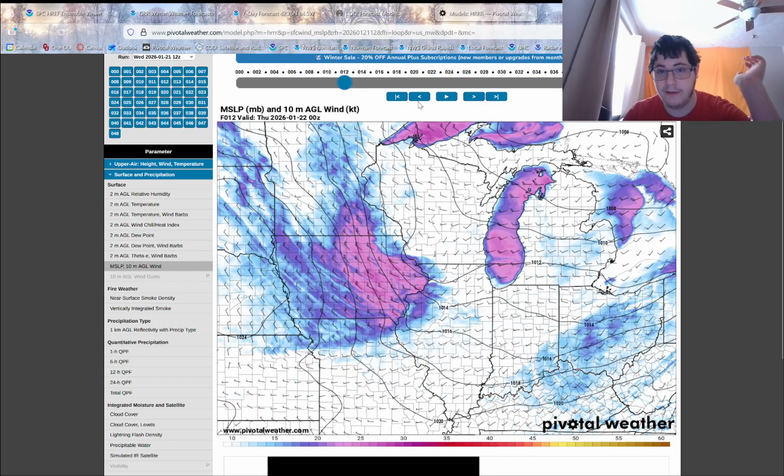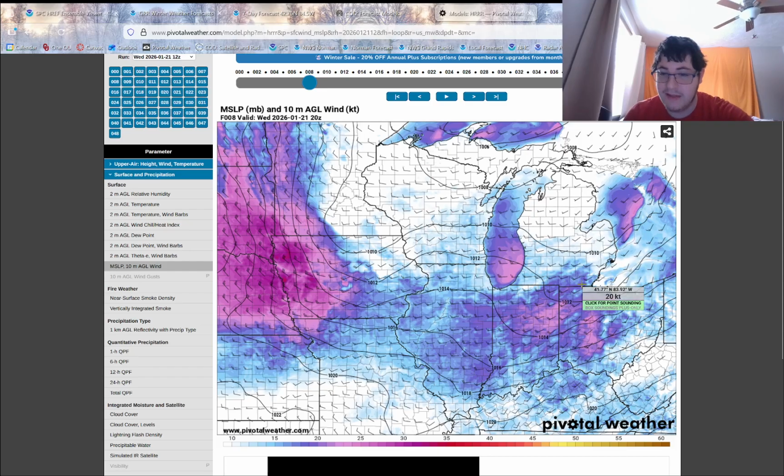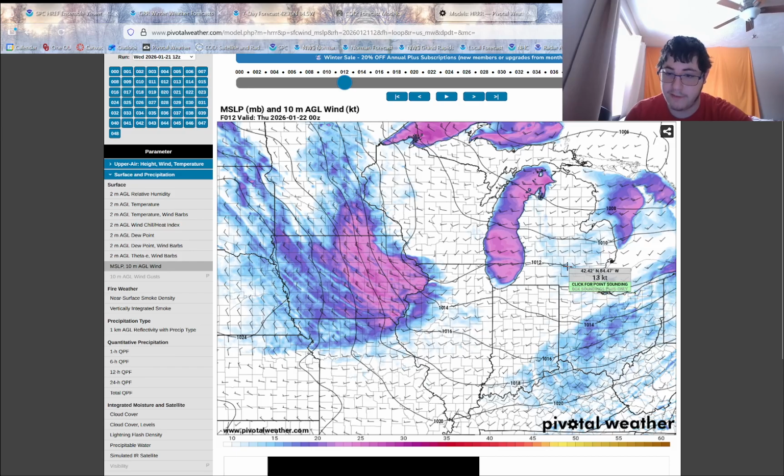Through most of the period, they're going to be pretty light. They're going to be a little bit stronger in far southern portions of Michigan here in the next few hours, but for us, for the most part, we're looking at 10, 15 miles per hour.